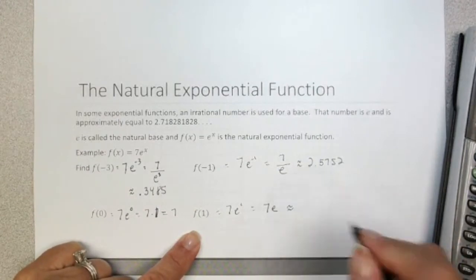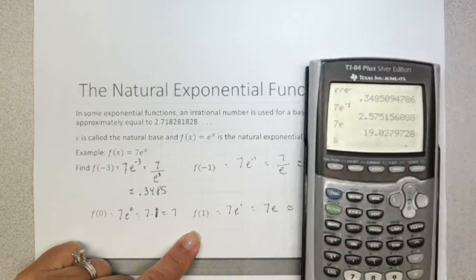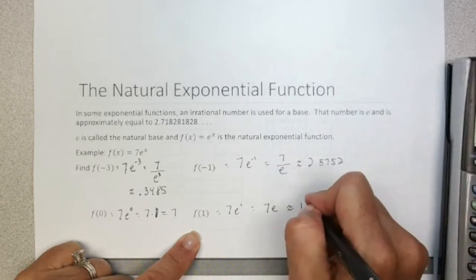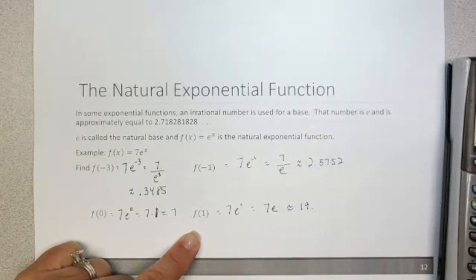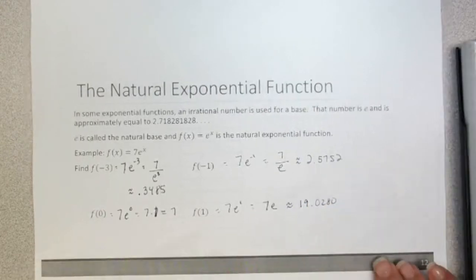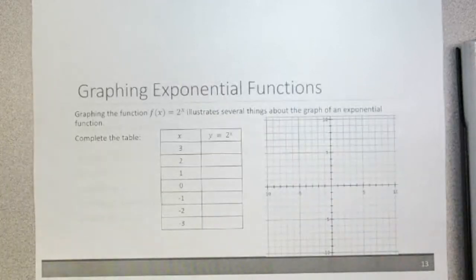If I want my decimal approximation, I'll type in 7 times, let's see, where's my e key? There it is. It's the second key divided by... on my calculator, there it is: 19.0280, to 4 decimals since we've been doing that. So the natural exponential function just means it has the base e.